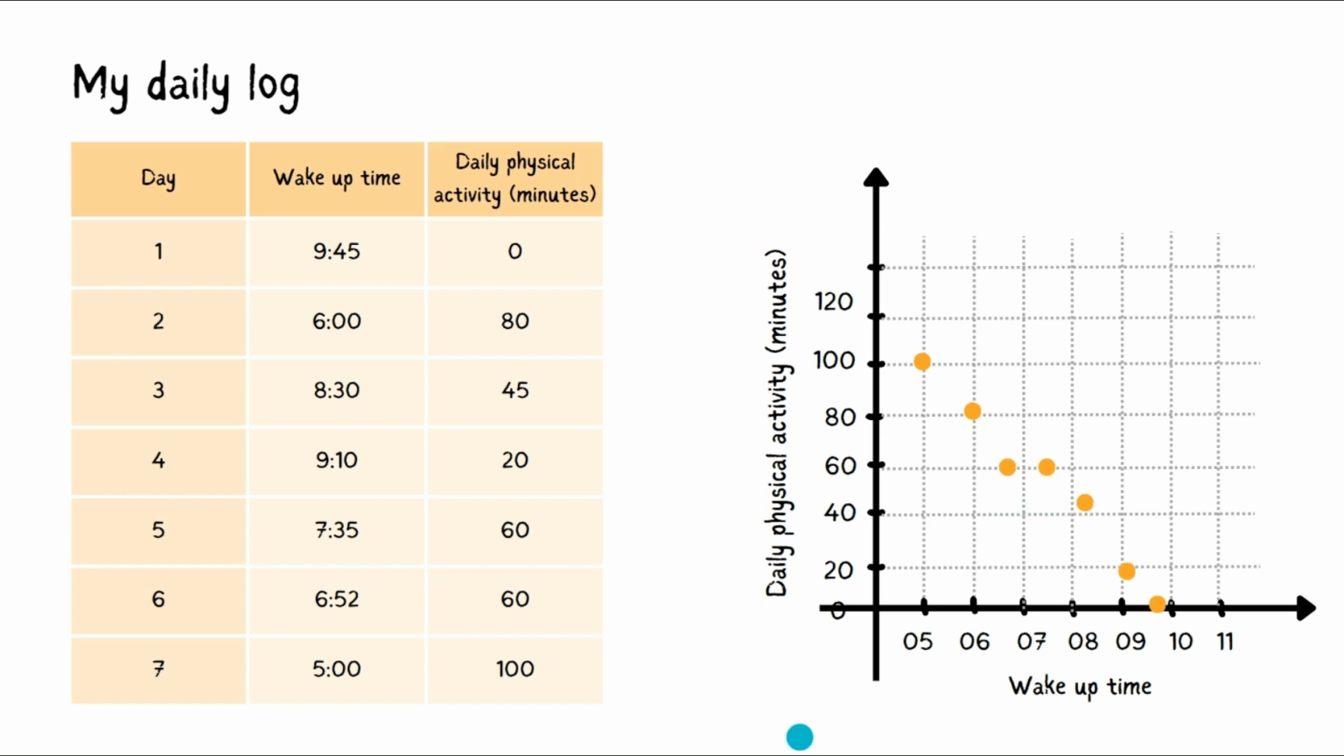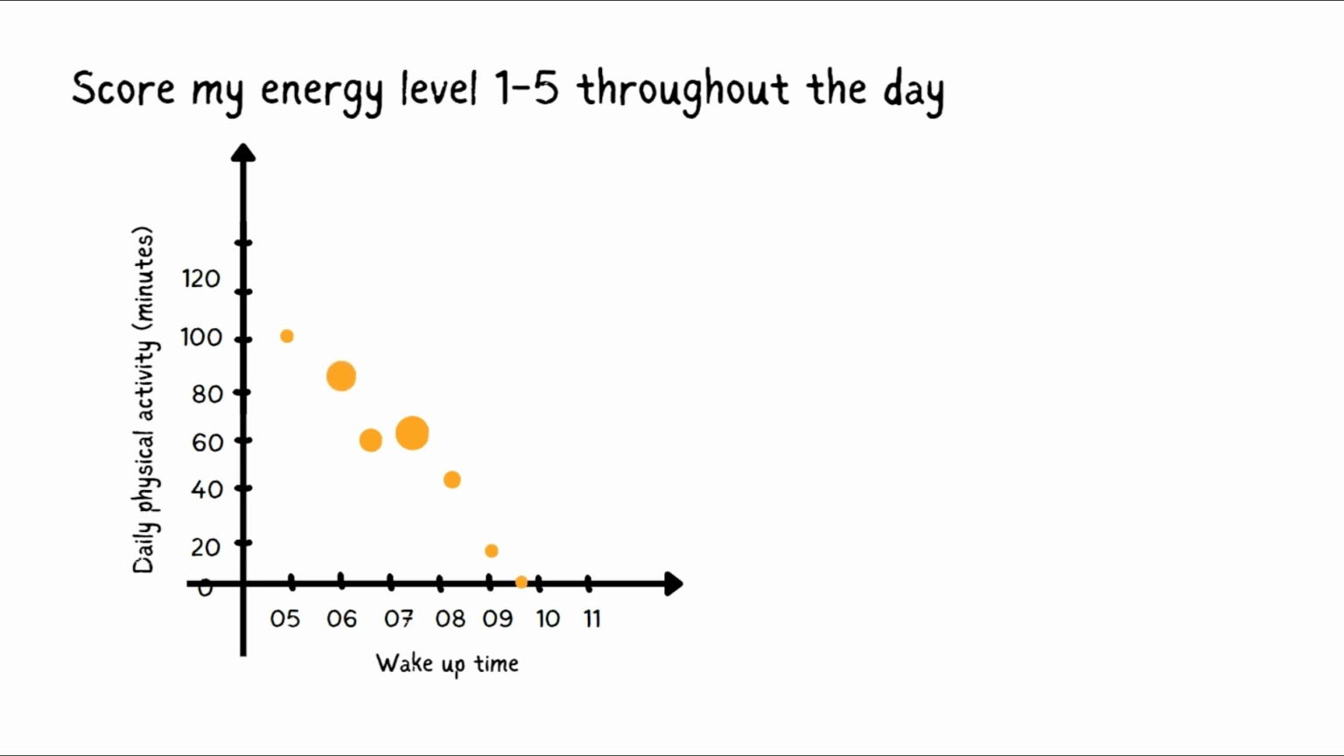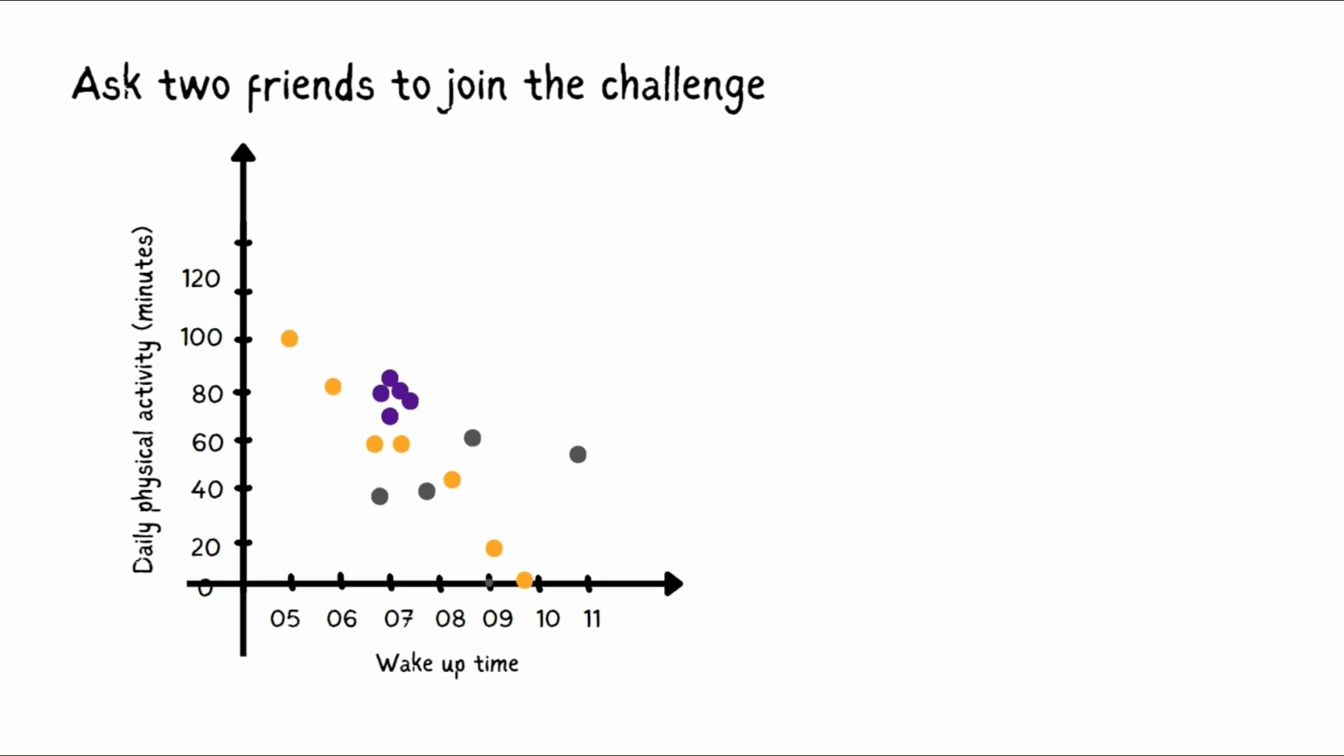Scatterplots come in different flavors. For example, one can add a third characteristic to the scatterplot, such as scoring my energy level on a scale from 1 to 5 and drawing the size of the bubble according to the score. A large bubble would mean a higher level of energy and a small bubble a lower level of energy. This way I can identify my optimal waking window, which helps me stay in shape and have at the same time a good level of energy throughout the day. I can even ask two friends to join the challenge and check if their behaviors in terms of sports are similar to mine.